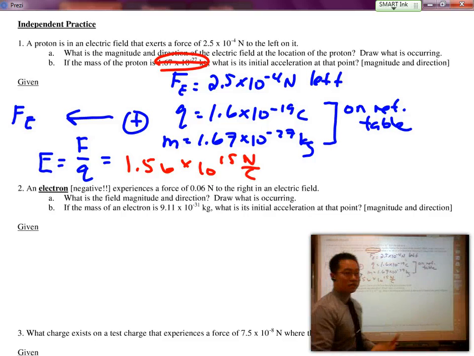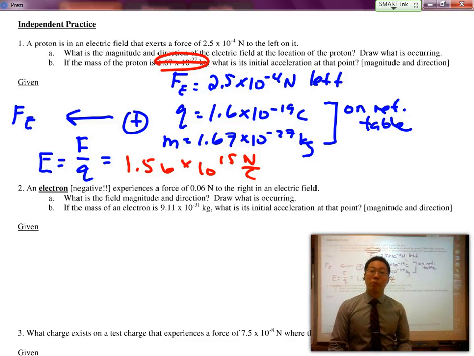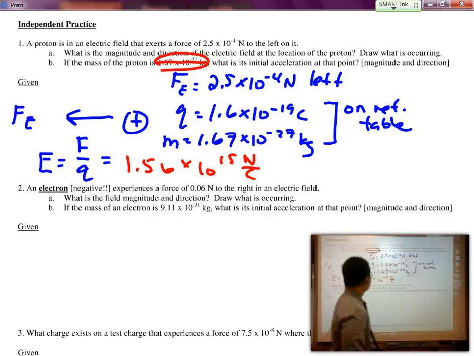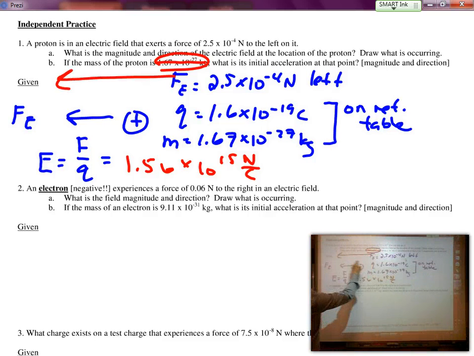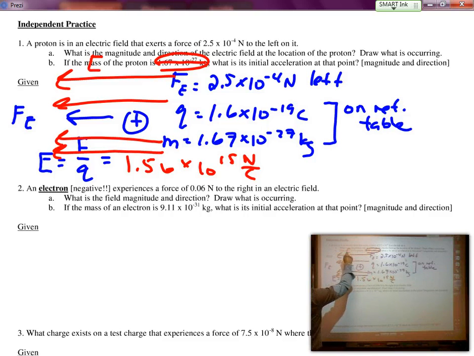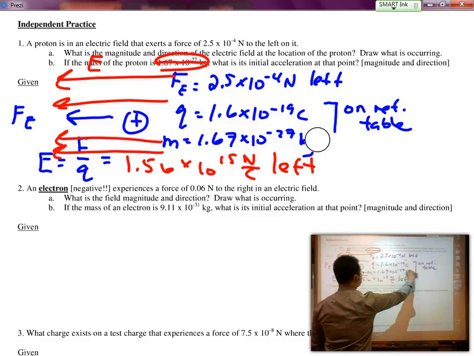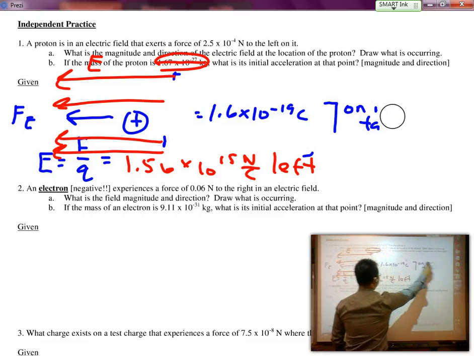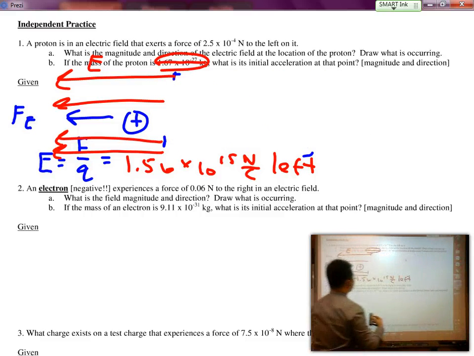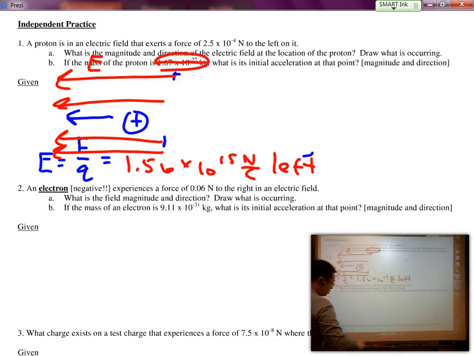Okay? But what's the direction? Well, positive charges always feel a force in the same direction as E. So in this case, the electric field will probably be pointing in this direction. So it's going to be to the left. Now, if you have trouble imagining what that looks like, sometimes it helps to draw out what the parallel plates look like. So in this case over here, we know that the proton is moving to the left.